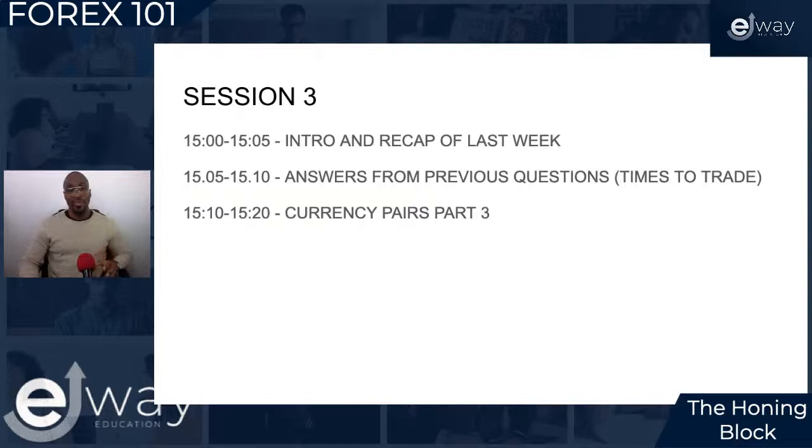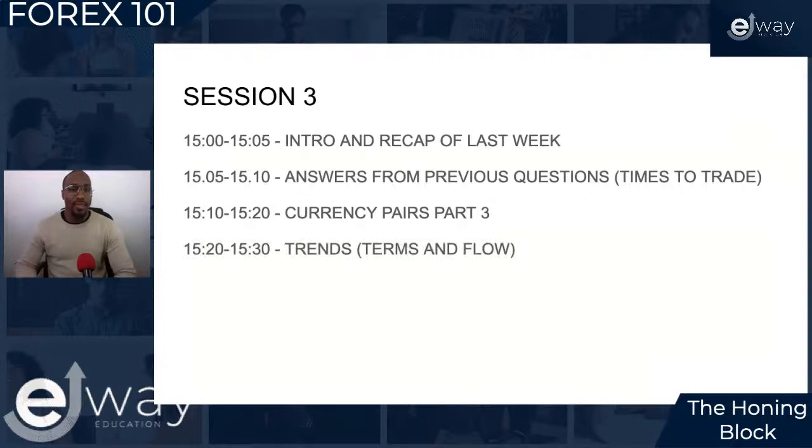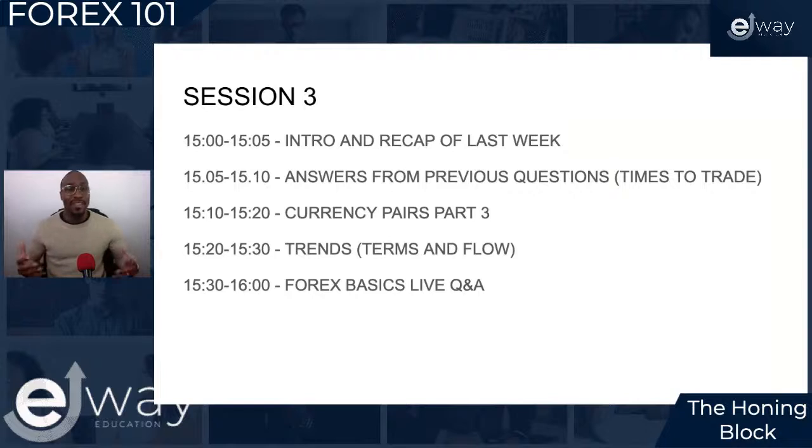And we'll have a look at currency pairs again. This is currency pairs part 3. We're going to get into a little bit more detail. If you haven't got a clue what we're talking about when we talk about currency pairs, please go and revisit Forex 101 session 1 or session 2, if not both, and get up to speed. Then we will have a look at what we refer to as trends, some of the terms, as well as the flow of the market. All of these things are indicators that traders look for to give them confidence to enter into a trade. Then we'll have our basics live Q&A, and we have another special guest this week for the last portion of the session, and I will introduce him closer to the time. So let's crack on with today's session.